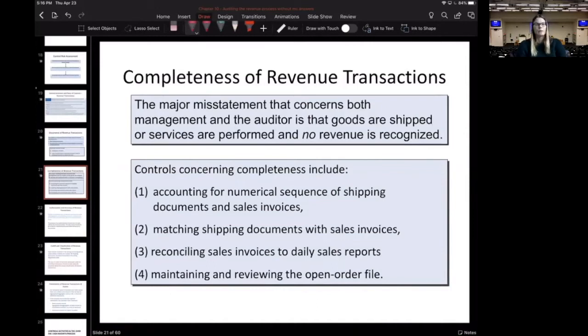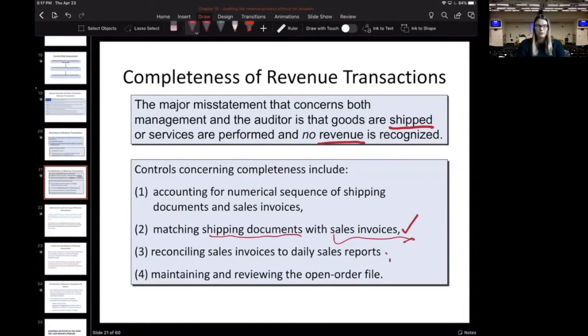And controls around completeness could be things like having things in a numerical sequence. Always when you see these numerical sequence controls, they're completeness controls, right? Because if I know that I have every number there in the sequence, then I can be pretty sure that I have a complete population there. Another would be matching up shipping documents and sales invoices. This can help me feel good that everything I've shipped, I've recognized the revenue. Invoicing is akin to recognizing the sale.